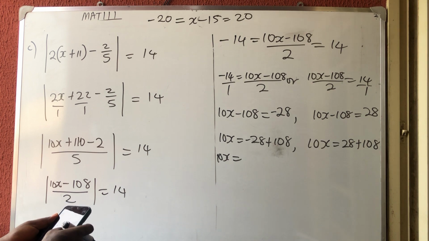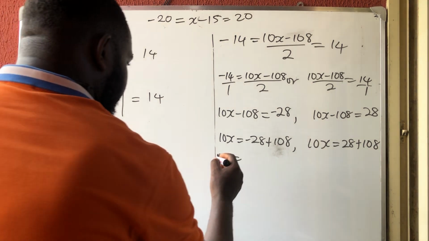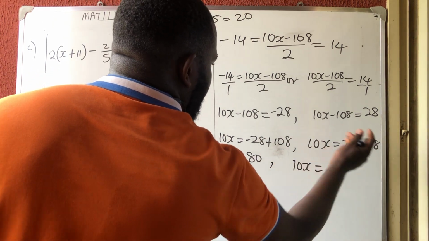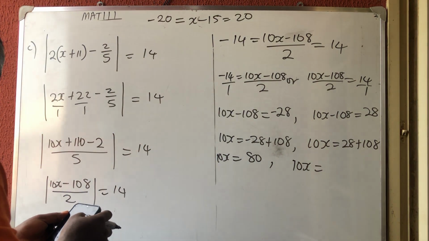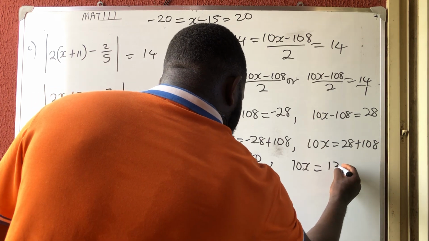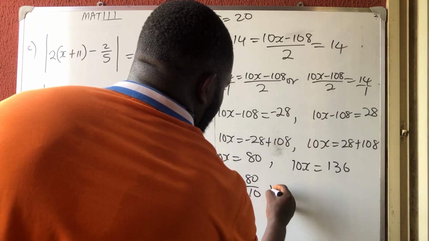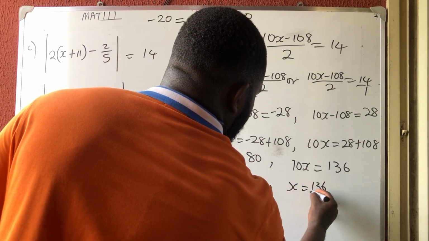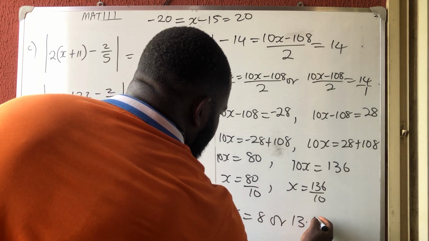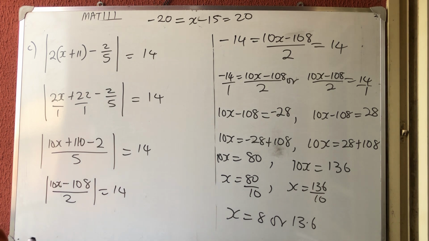minus 28. So 80. So I'm having 80 here, comma. So 10x is equal to, here will give you plus 28. So 136. So therefore my x is now what? 80 divided by 10. And x is equal to what? 136 divided by 10. So therefore x is equal to what? 8 or 136.6. So as simple as that.